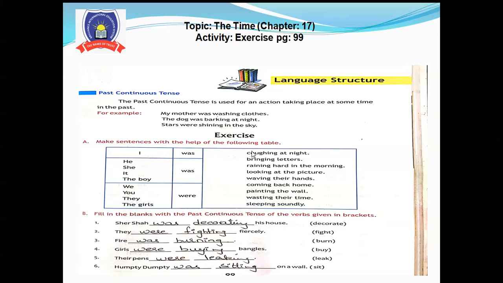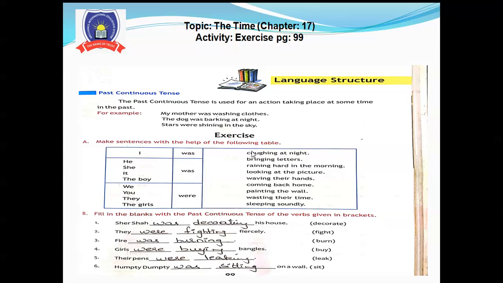So, he was coughing at night. He was bringing the letter. He was looking at the picture. And so on. Okay? You have to make as many sentences as you can. Now, on the same page, page number 99, exercise B is given. Fill in the blanks with the past continuous tense of the verb given in the bracket. Sher Shah dash his house. Sher Shah was decorating his house.